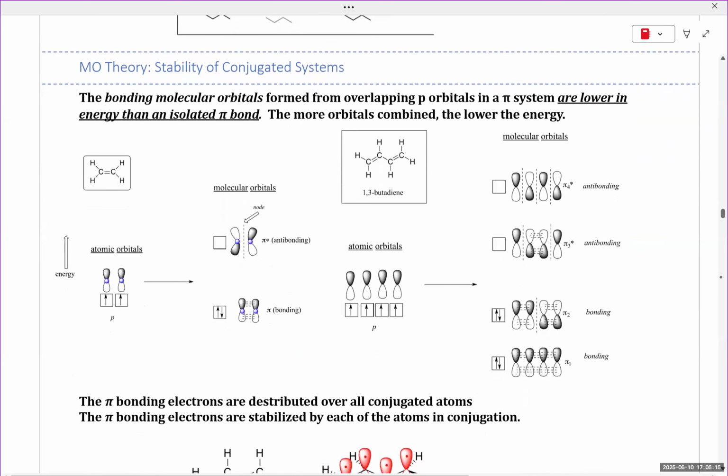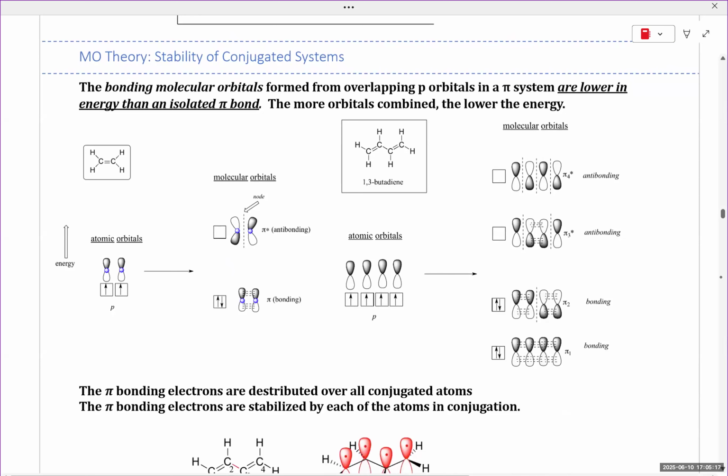Let's talk a little bit about the MO theory explanation for the stability of conjugated systems. Bonding molecular orbitals are formed from overlapping p orbitals in a pi system. The bonding molecular orbitals formed from this overlap are lower in energy than an isolated pi bond. The more orbitals that we overlap, the lower in energy are bonding molecular orbitals, just as a virtue of conservation of energy. So for example, if we look at ethylene versus butadiene, the more p orbitals we have in conjugation, the lower in energy our bonding molecular orbitals are.